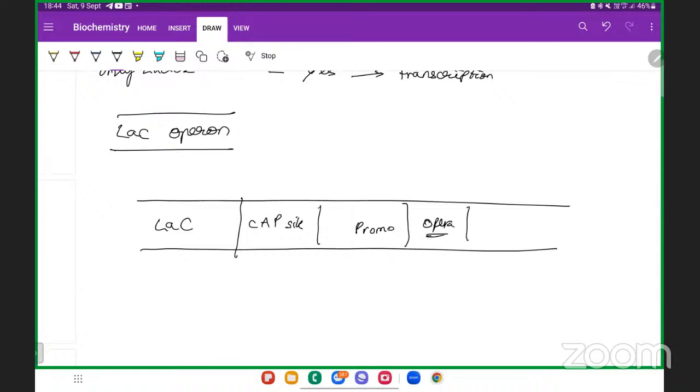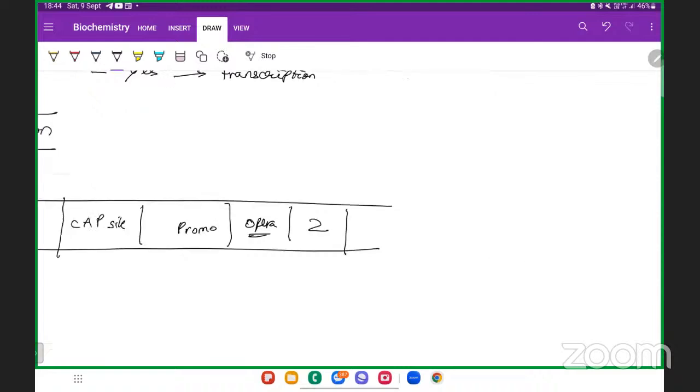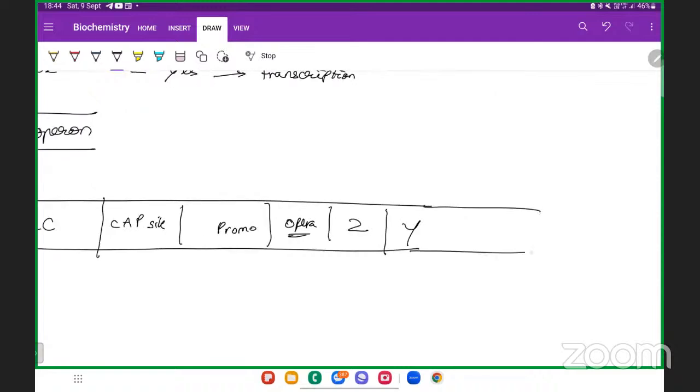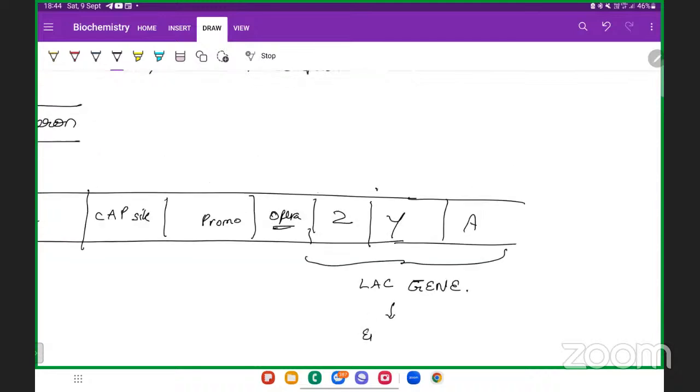So you're going to have the operator. Then you're going to have three things: Z, Y, then A. These Z, Y, A are your lac genes, or lactose genes. The lactose genes produce enzymes that are necessary for lactose metabolism.